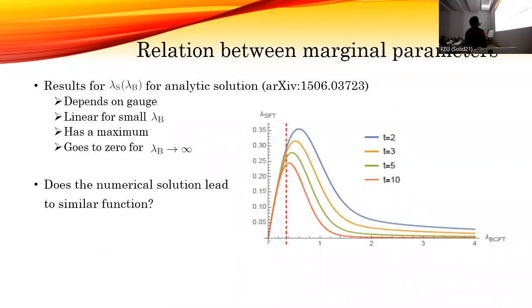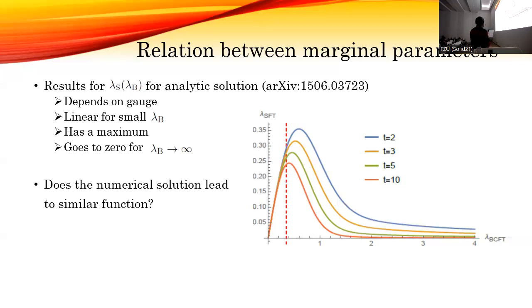Okay, one of the final things about the free boson approach is the relation of the marginal parameters. In this plot, you can see the relation for one of the analytic solutions from this paper. This T here is some gauge parameter, and there are different lines, so the relation depends on gauge. It's linear for small lambda, then it has a maximum, and then it goes to 0 for large lambda.